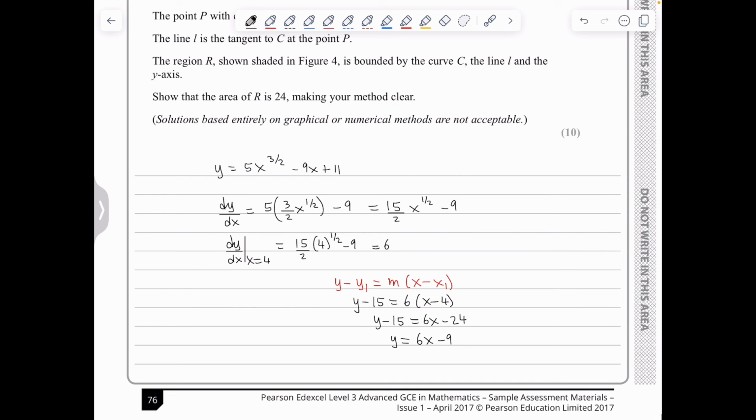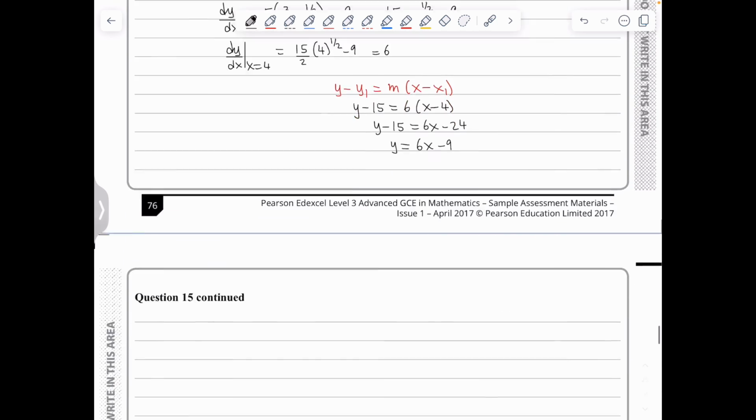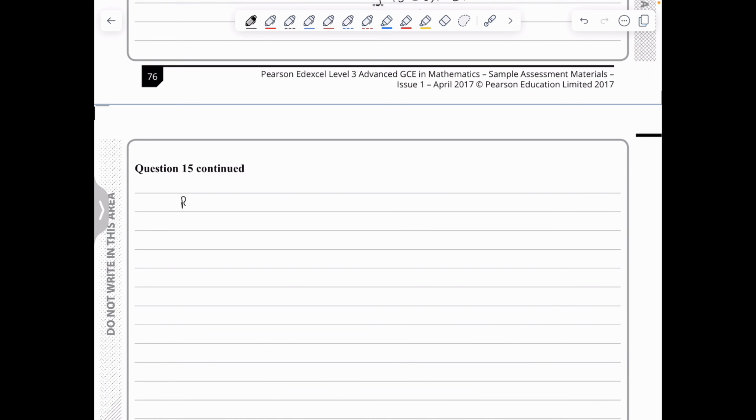That's the equation of the tangent, and therefore the area R will simply be the integral from 0 up to 4. The curve above is the 5x to the 3 over 2 minus 9x plus 11 minus the line below, which has equation 6x minus 9. Notice that I put this in brackets so as not to mess up the negative signs, which if I expand and simplify, I get the integral of 5x to the 3 over 2 minus 15x plus 20 with respect to x from 0 up to 4.